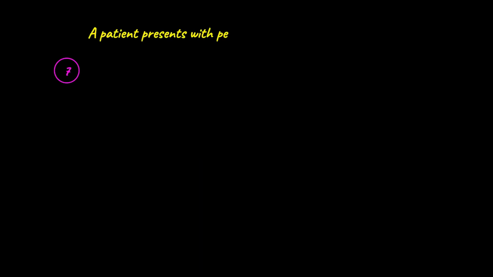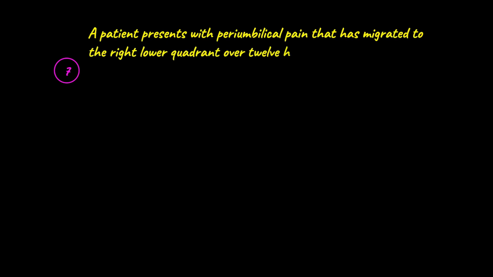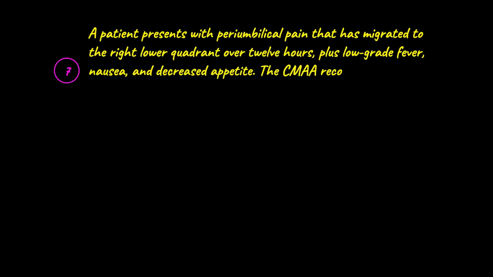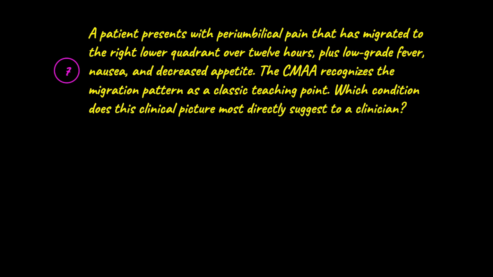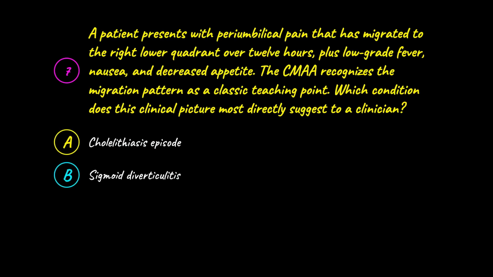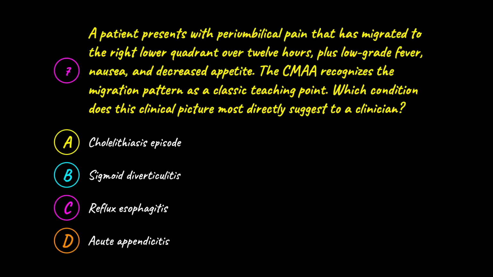Question 7. A patient presents with periumbilical pain that has migrated to the right lower quadrant over 12 hours, plus low-grade fever, nausea, and decreased appetite. The CMAA recognizes the migration pattern as a classic teaching point. Which condition does this clinical picture most directly suggest to a clinician? Your options are A. Cholelithiasis episode, B. Sigmoid diverticulitis, C. Reflux esophagitis, D. Acute appendicitis. Don't overthink it. Which one feels right?